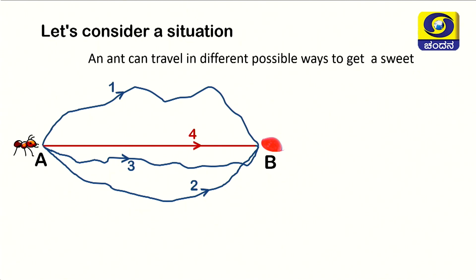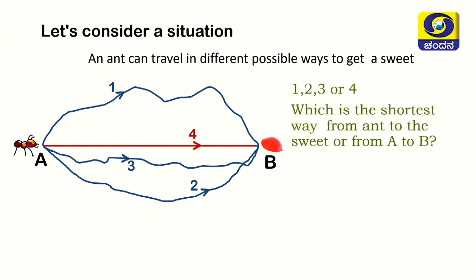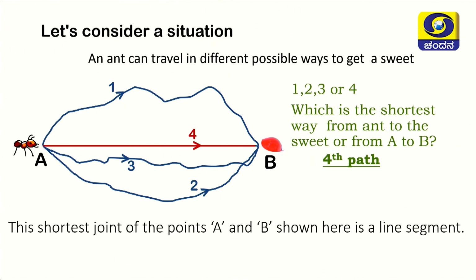Which is the shortest way from ant to sweet, or from A to B? The fourth path is the shortest way. It can get the sweet. This shortest joint of the points A and B shown here is a line segment. It is denoted by line segment AB or BA. It is denoted by the symbol line AB or line BA.